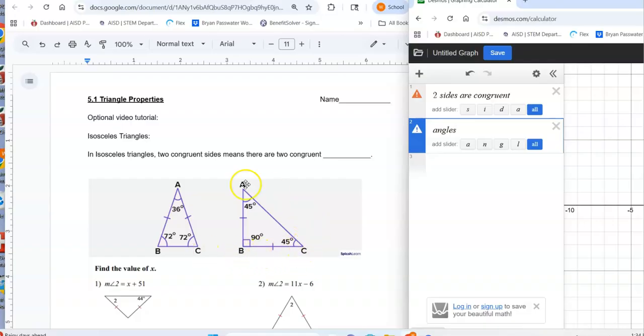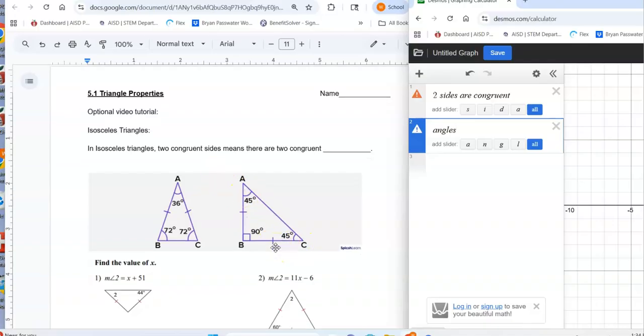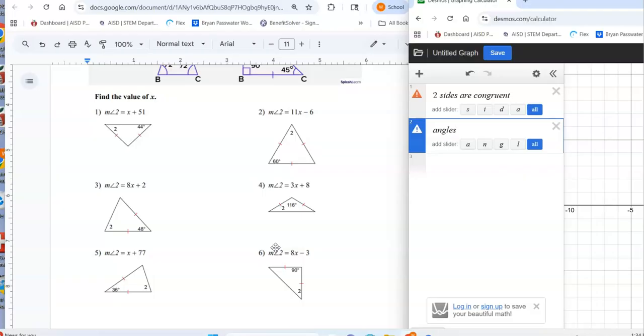This right here would be an example of an isosceles right triangle, meaning it's a right angle, 90, and two opposing sides are equal, and that means this is 45. Okay, so here are questions with that knowledge. I'm going to show how to do a few of these.